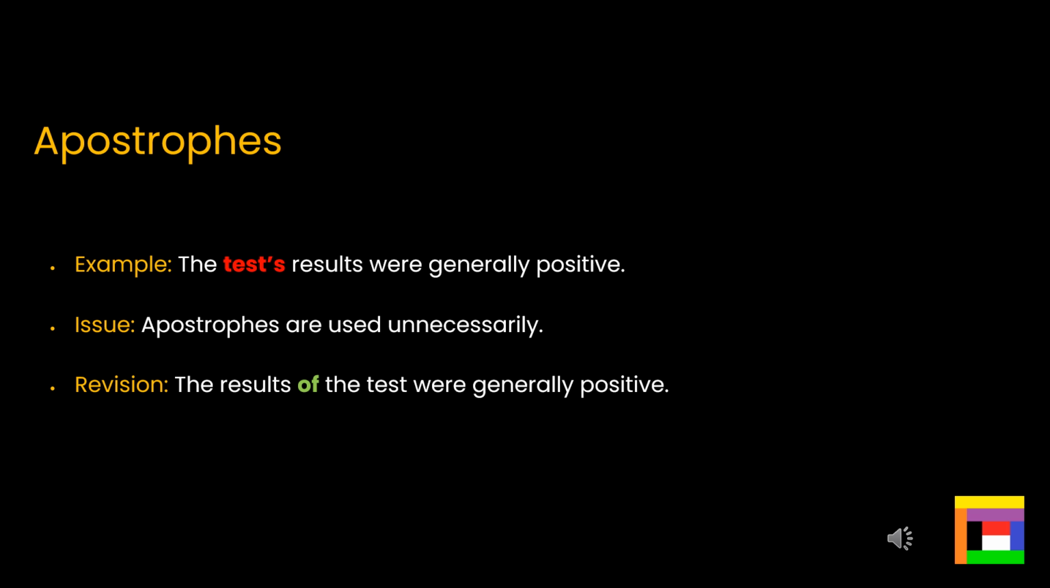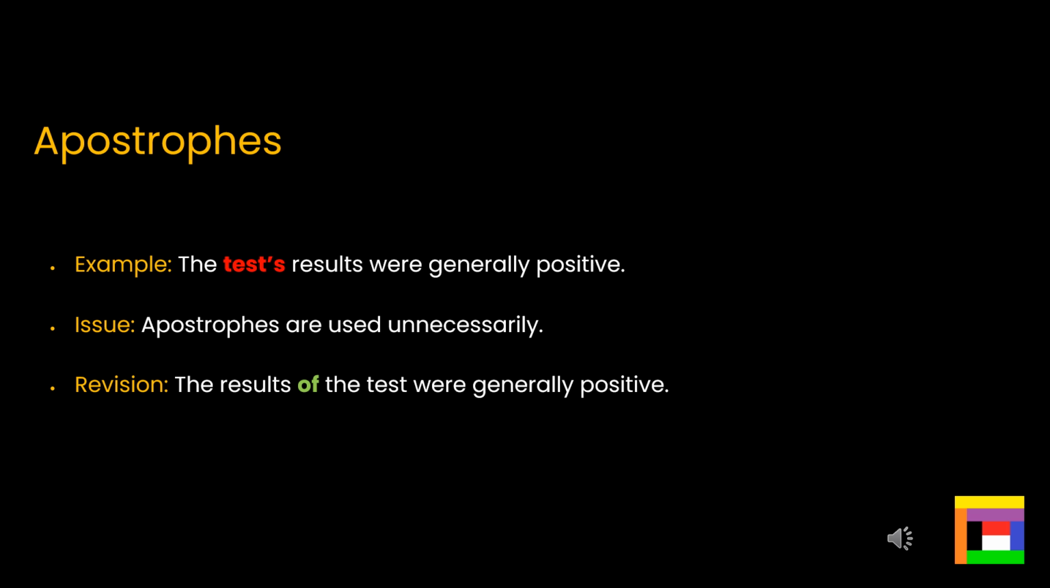There are 2 reasons to use apostrophes. First, to show possession of something, and second, to show the omission of some letters. In both cases, they're avoidable. If we omit letters, we can simply write the full form.